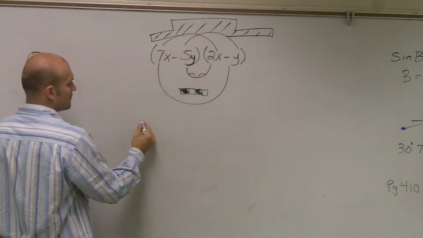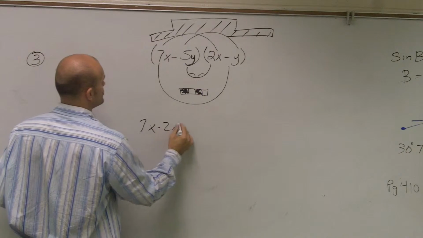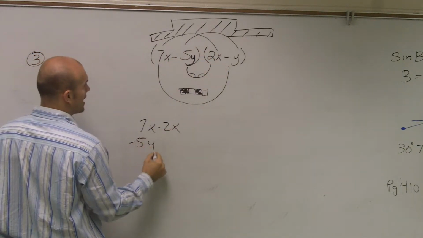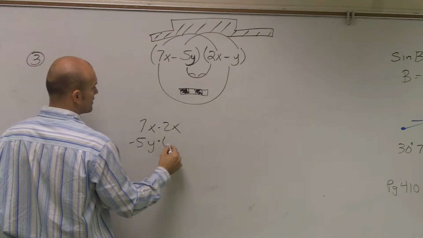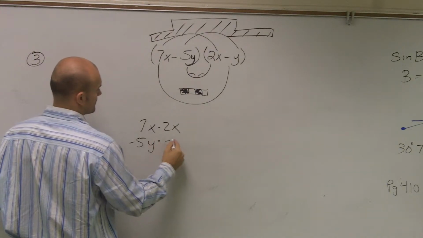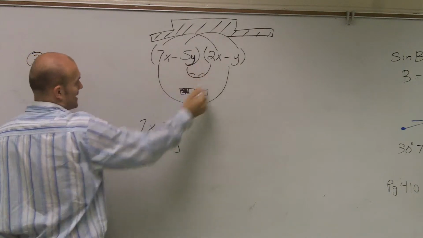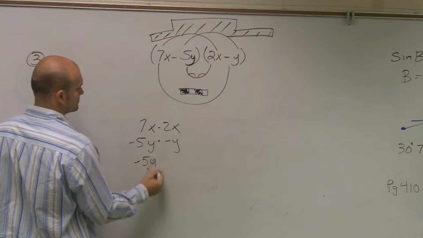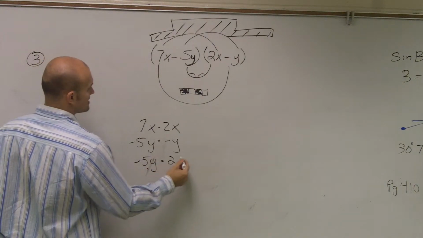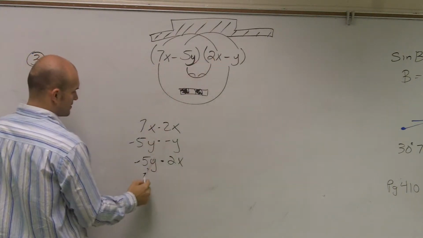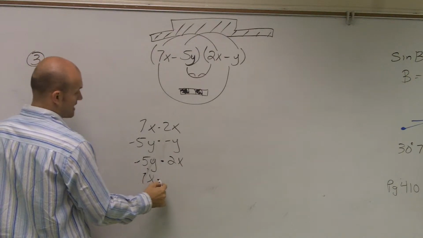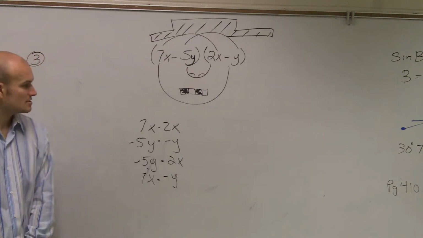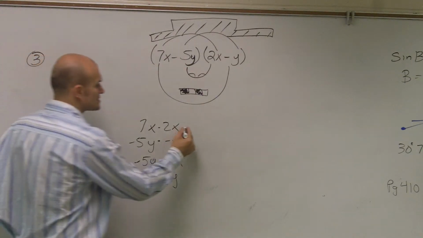These two terms are your first terms, 7x times 2x. These two terms are your last terms, negative 5y times negative y. Here, those are my inner terms, negative 5y times 2x. And here are my outer terms, 7x times a negative y. Okay? So then, ladies and gentlemen, all I do is figure out my answers.